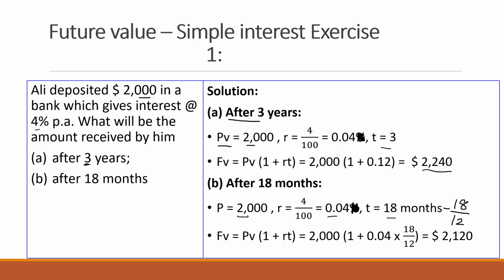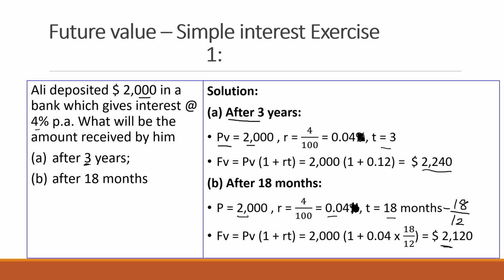Now you see future value is equal to present value into bracket 1 plus RT bracket close. Now we will just substitute the value: 2000 into bracket 1 plus 0.04, my rate of interest R, into 18 divided by 12. Why have I taken this 12? Because we have to convert it into years. So 18 months. In 1 year we have 12 months. So we will divide it, 18 divided by 12, bracket close. When you calculate on the calculator, you will get the answer $2,120.